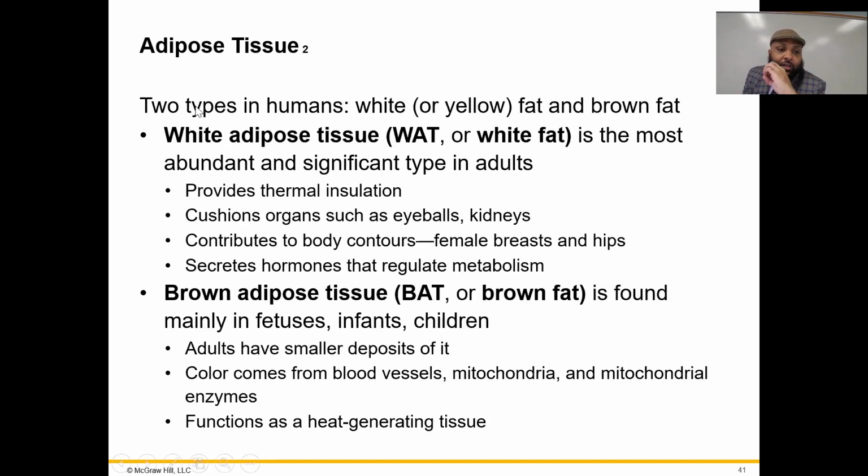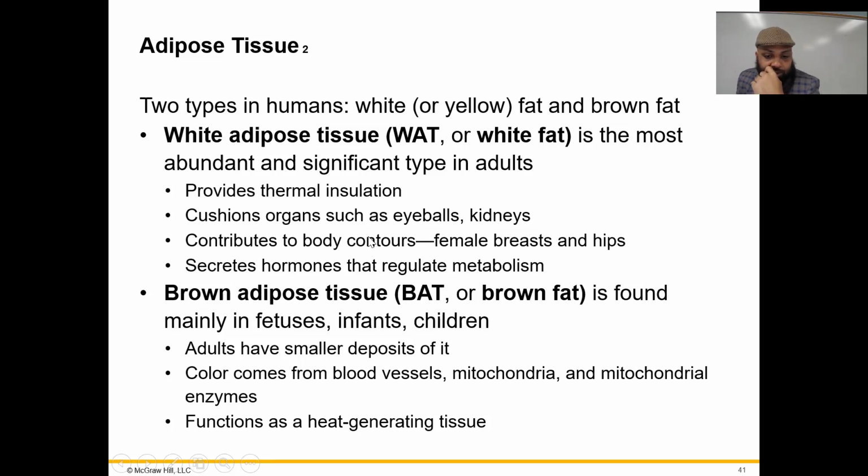Adipose tissue. There are two types in the human: white or yellow fat and brown fat. White adipose tissue, known as WAT or white fat, is the most abundant and significant type in the adult. It provides thermal insulation. It cushions the organs such as the eyeballs and the kidneys, and contributes to body contours like the female breast and the hips. They secrete hormones and regulate metabolism.